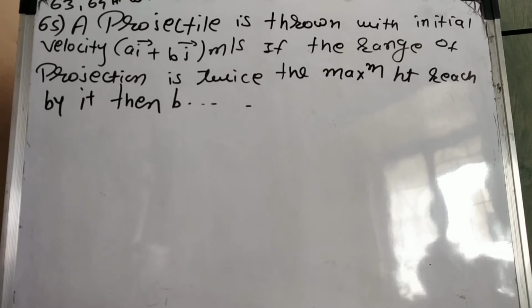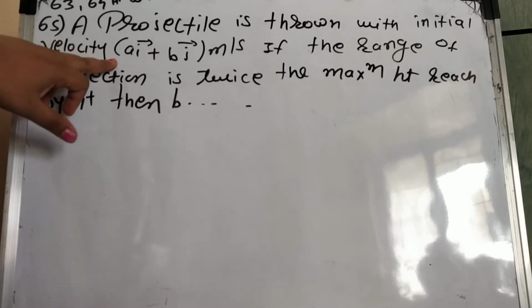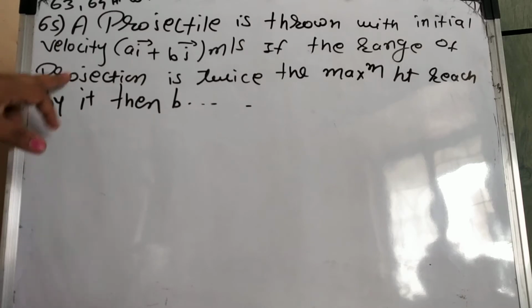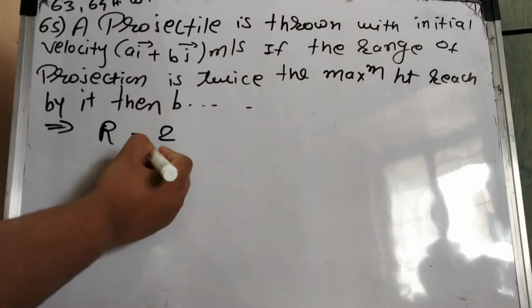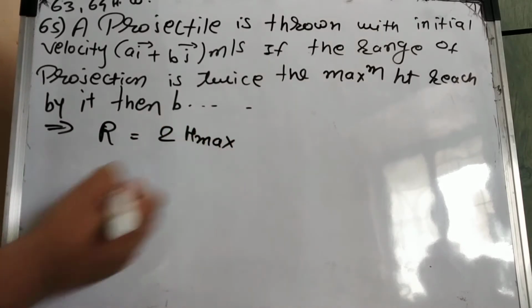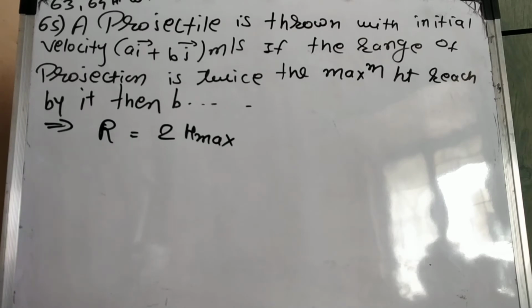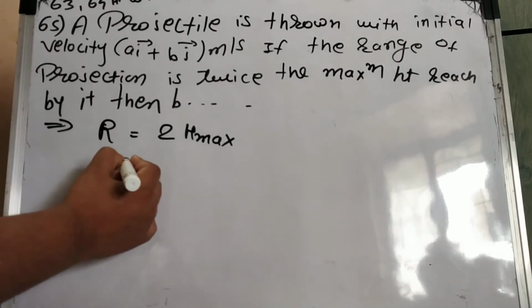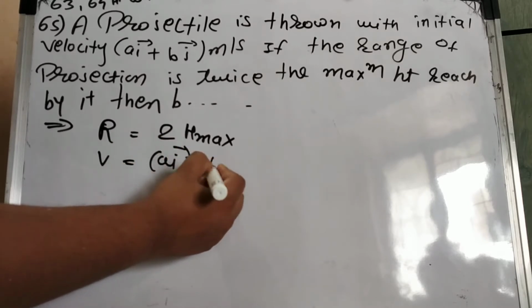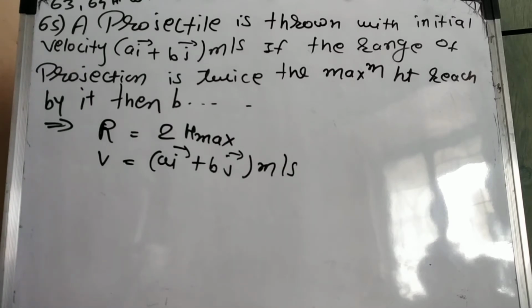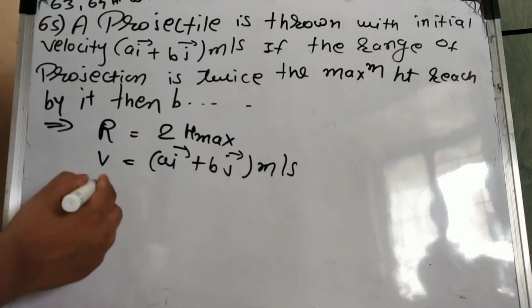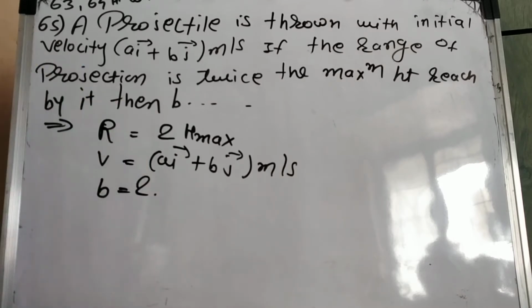If the range of the projection is twice the maximum height reached by it, then b is. Okay, velocity is a i plus b j, and the range of projection, that means R, is twice the maximum height. That means R is equal to 2 H max, and velocity v is a i plus b j meter per second. Then we have to calculate this constant. Here a and b are constants. We have to calculate small b, and options are given in the form of small a.